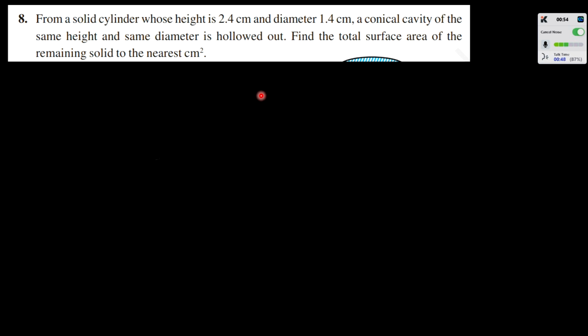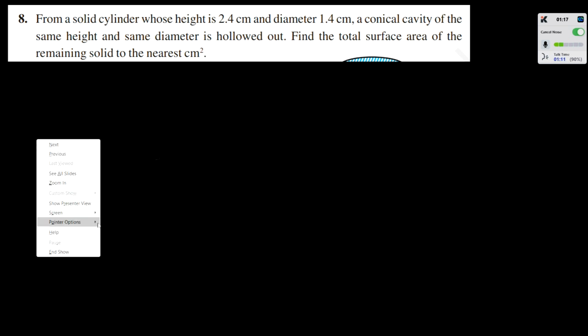So in this video we are going to solve this problem. From a solid cylinder whose height is 2.4 centimeter and diameter is 1.4 centimeter, a conical cavity of the same height and the same diameter is hollowed out. Find the total surface area of the remaining solid to the nearest centimeter square.